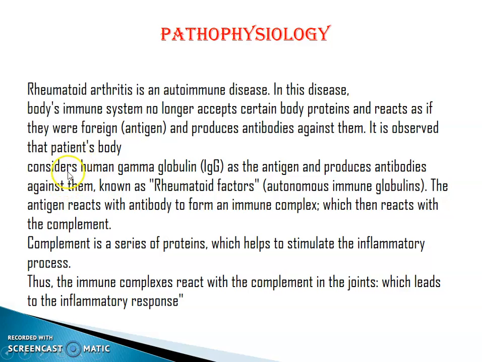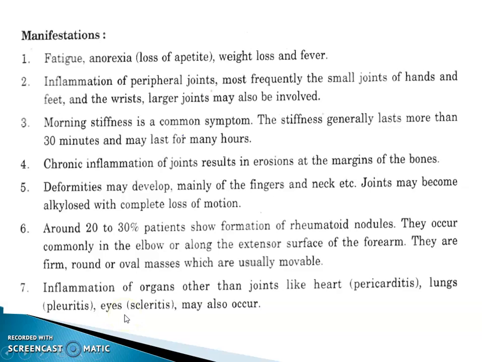It is observed that the patient's body considers human gamma globulin as an antigen and produces antibodies against it known as rheumatoid factor. The antigen reacts with antibody to form immune complex which then reacts with the complement. The complement is a series of proteins which help to stimulate the inflammatory process. Thus, immune complexes react with the complement in the joints which leads to the inflammatory responses.